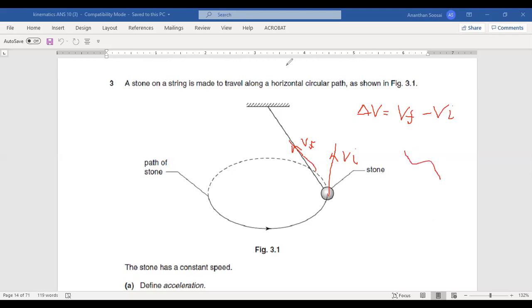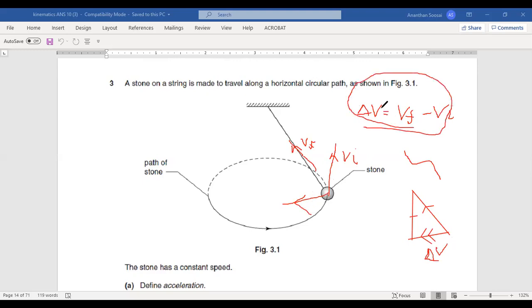Okay, final velocity is moving like this. Then at the tip, you join the negative of the initial, right? Initial moving like this. Negative of the initial. Then what is the change? The change is here. This is your change in velocity. The change in velocity is found to be towards the center. So there is a change in velocity.